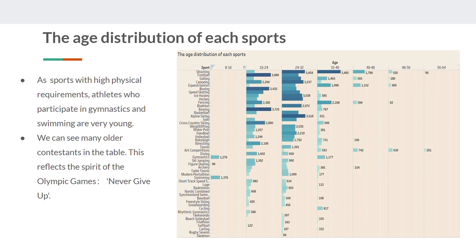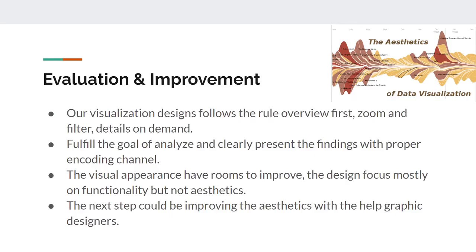And in this figure, we can more clearly observe that there are many older athletes joining the Olympic Games. This exactly reflects the spirit of the Olympic Games: never give up. So this is all the visualization we made in this project.